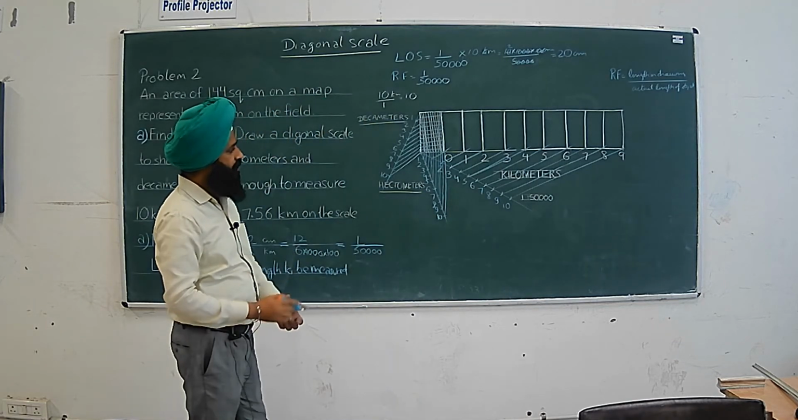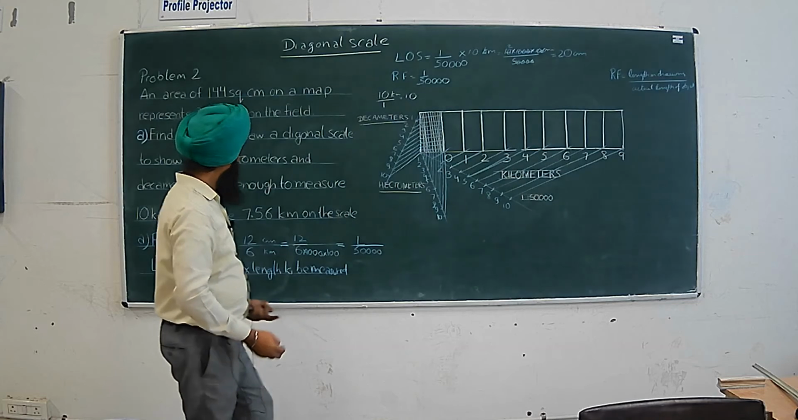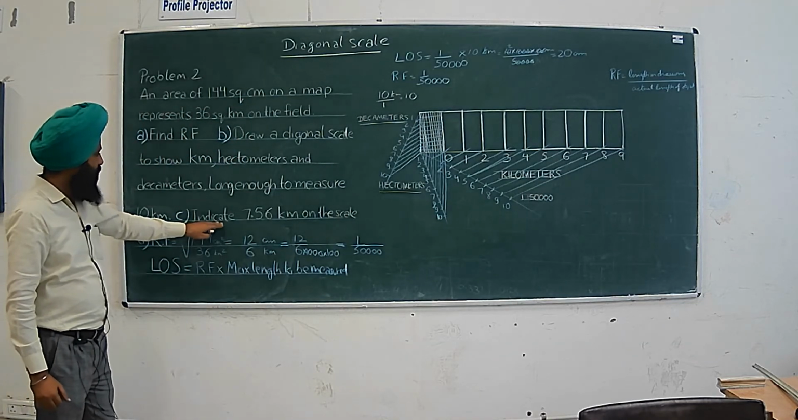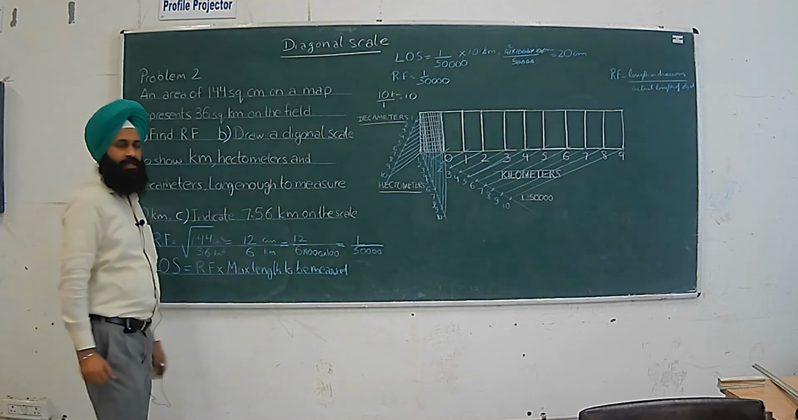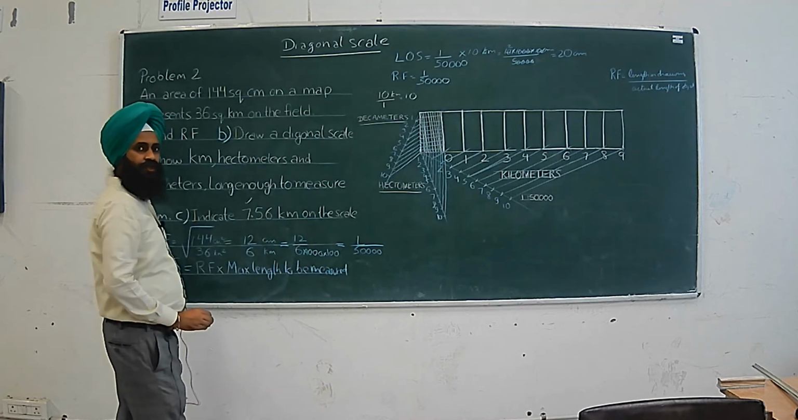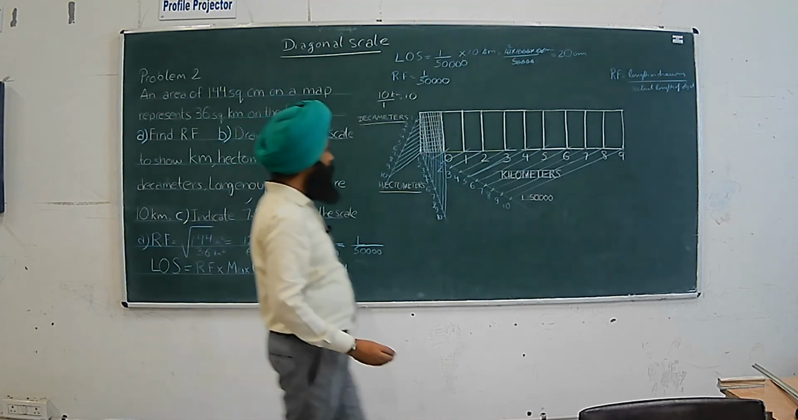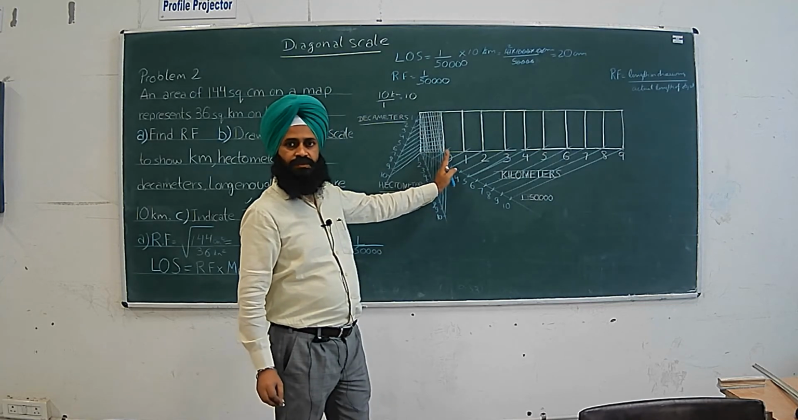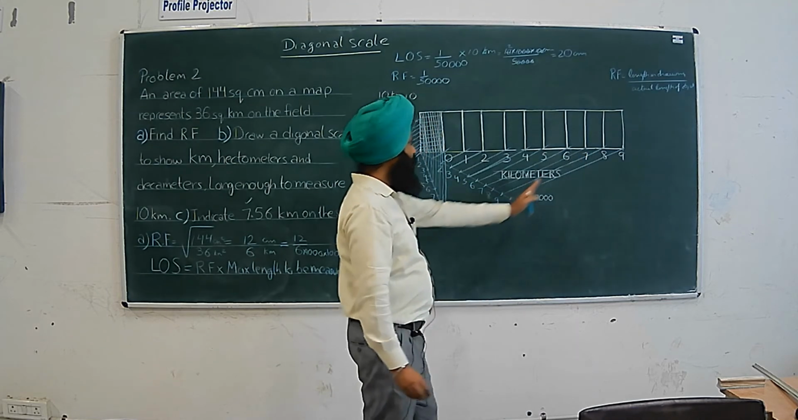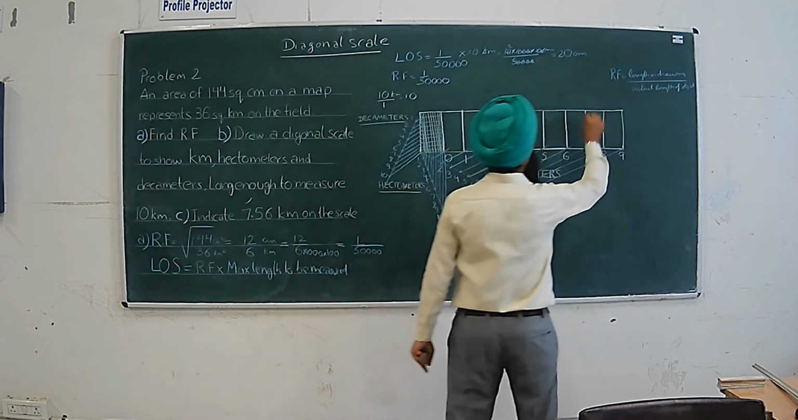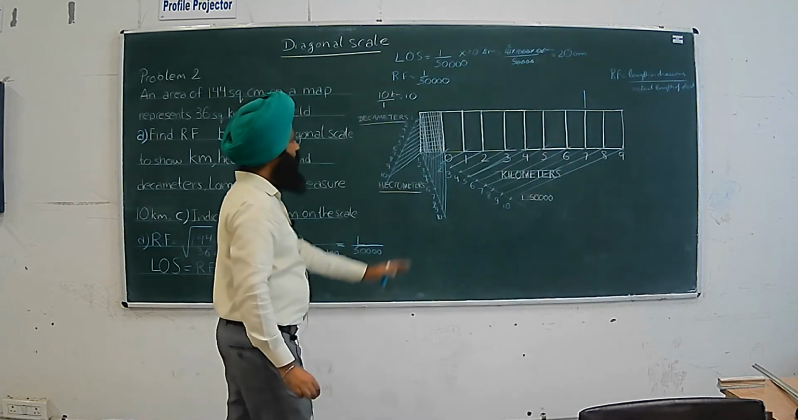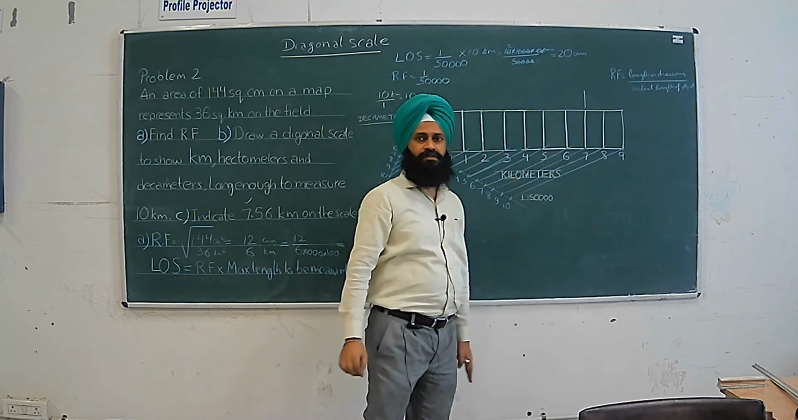Decameters, hectometers and kilometers. Now this is the last step where we are to integrate 7.56 km on the scale. So first is the unit, that is the 7 km. So how to locate 7 km? Start from 0. So this is our 0, 1, 2, 3, 4, 5, 6 and 7. So up to here we have 7 kilometers. So mark over here an extension line for 7 kilometers. From 0 to here we have 7 kilometers.